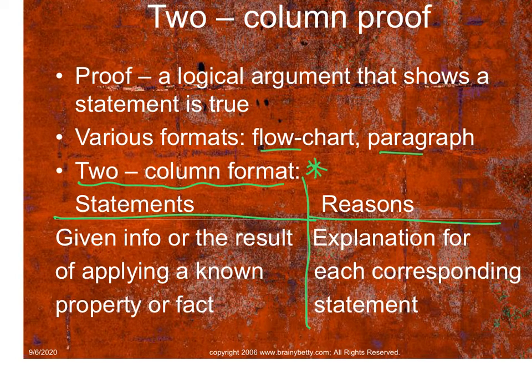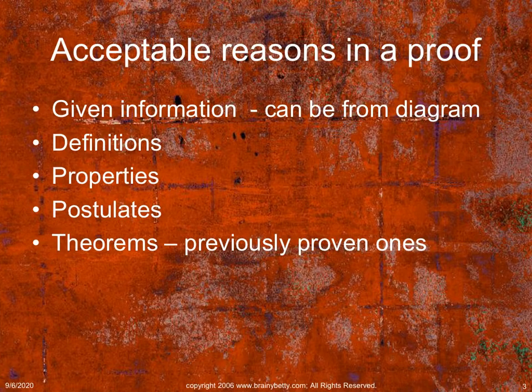Our statements are going to be either our given information or the result of applying a known property or a fact. And then the reasons will be the explanation for each corresponding statement. And let's go on. So acceptable reasons in a proof.